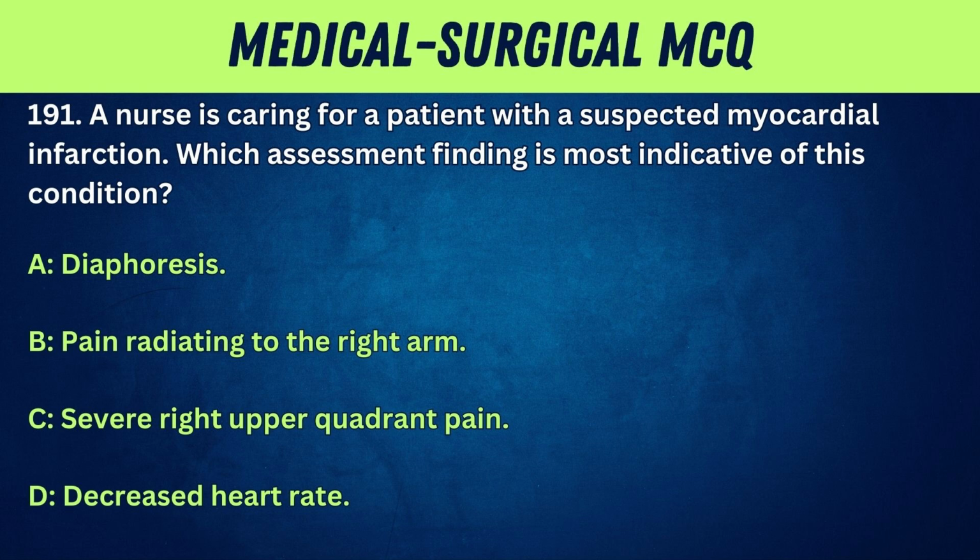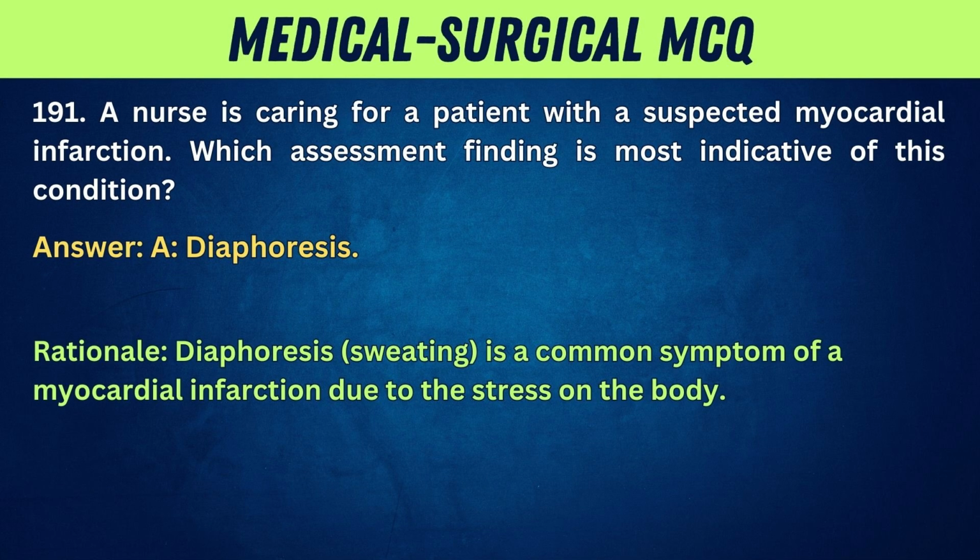191. A nurse is caring for a patient with a suspected myocardial infarction. Which assessment finding is most indicative of this condition? A. Diaphoresis. B. Pain radiating to the right arm. C. Severe right upper quadrant pain. D. Decreased heart rate.